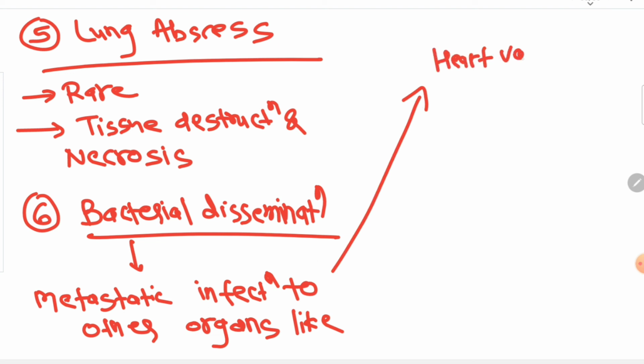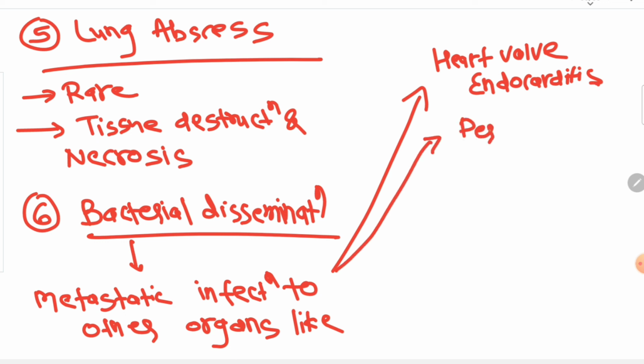So it can spread to heart. If it spreads to the heart valve, then it is known by the name endocarditis, means inner layer of heart is involved. If it spreads to the pericardium, outer layer of heart, then it is known by the name pericarditis.